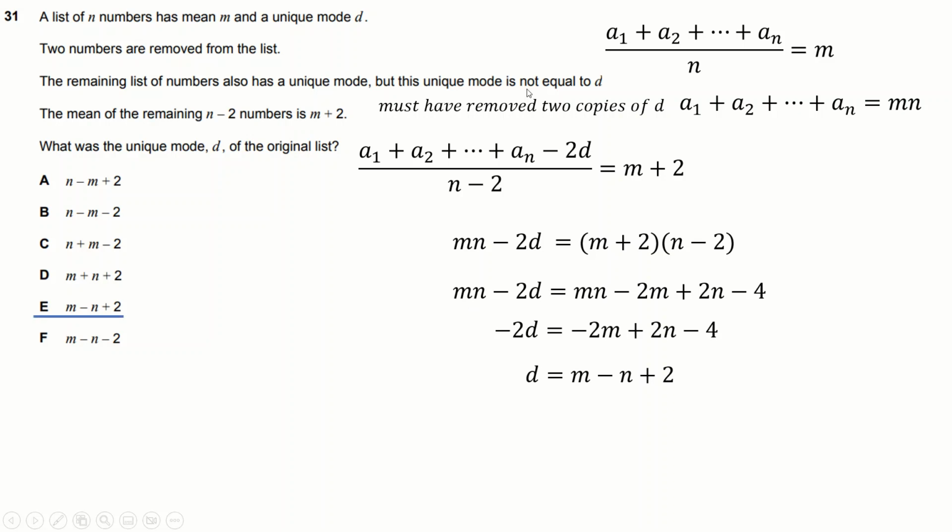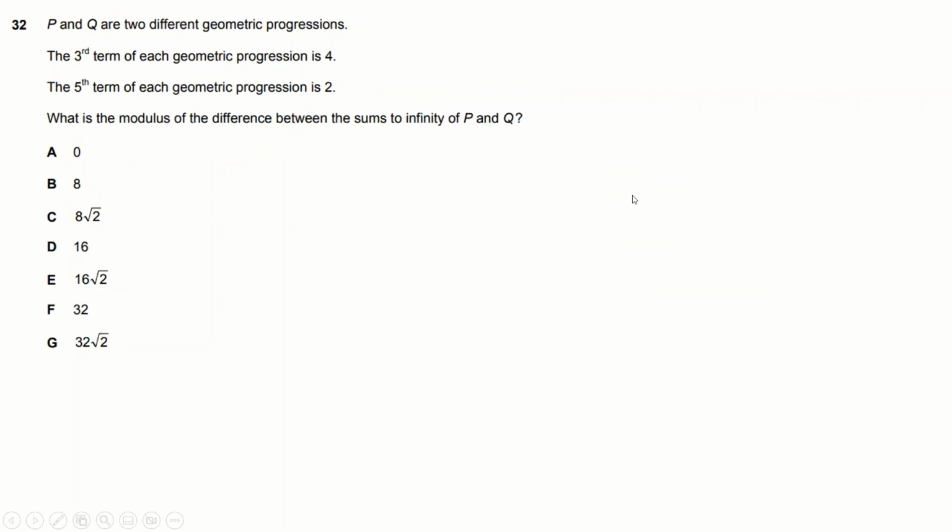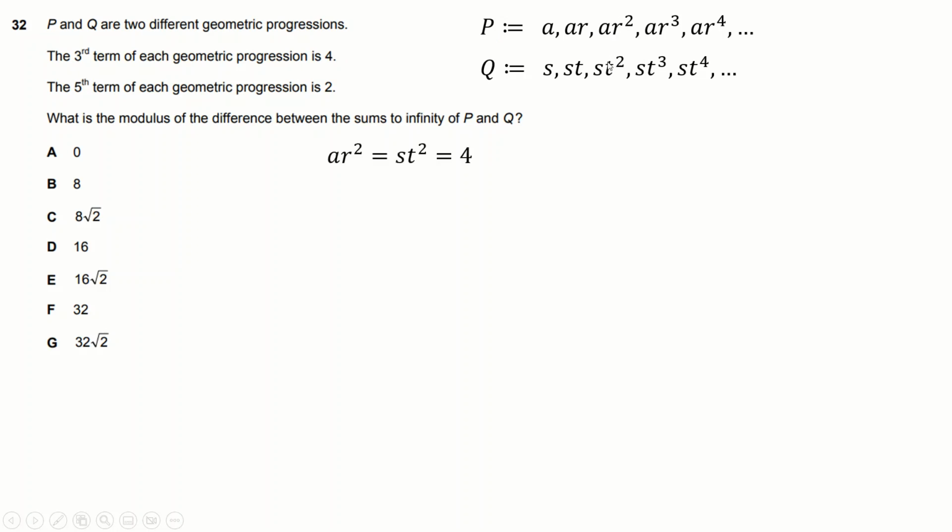So quite a unique bit of thinking needed to happen, I think, to get to this, but quite a nice question. So 2 different geometric progressions. One of them, let's say, could be a, ar, ar squared, and so on, and the other one s, st, st squared, and so on. The third term of both of them is 4. So both of these equal 4. And the fifth term, which is these 2, both of those equal 2.